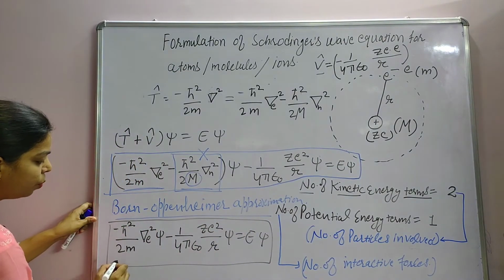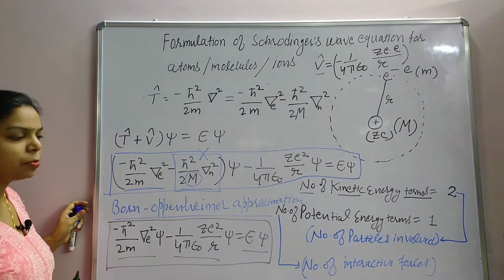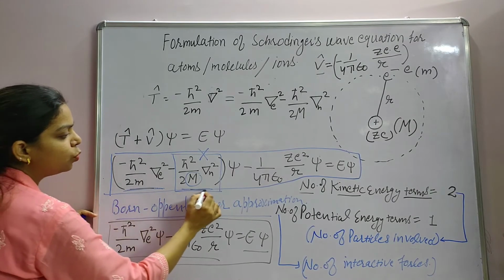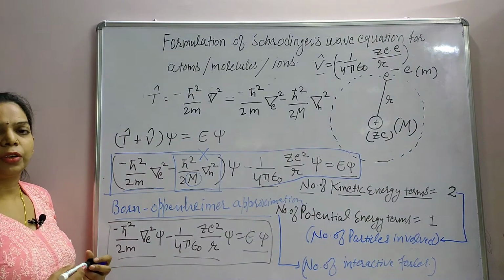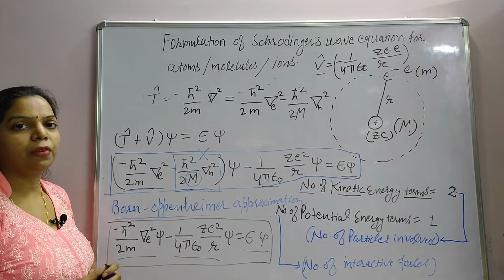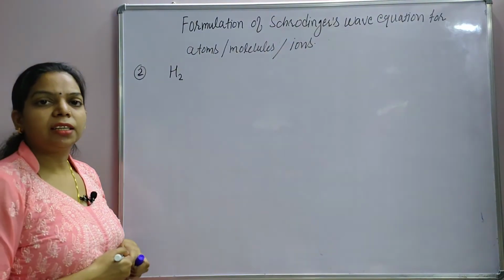So there will be 1, 2 and 3 terms after applying the approximation. Before applying the approximation, we will have 1, 2, 3 and 4 terms in Schrodinger's wave equation. So this way you can formulate Schrodinger wave equation for any system. Let us see another example.